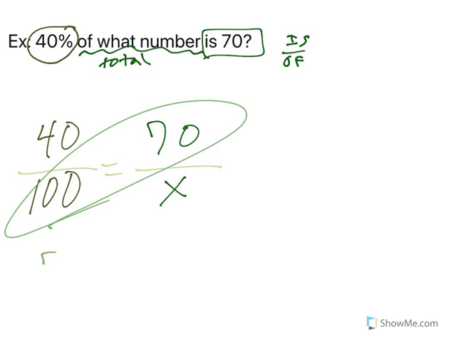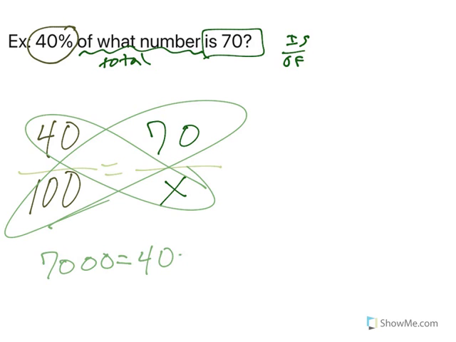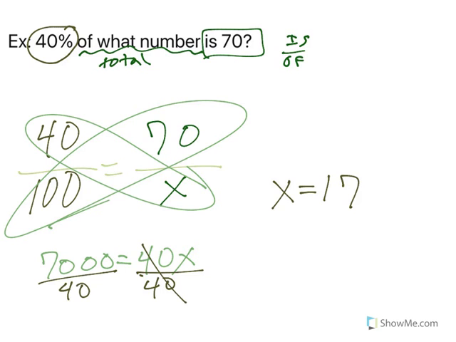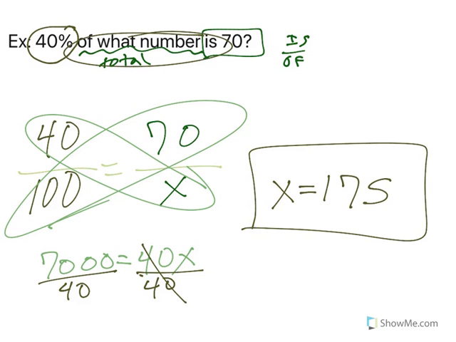100 times 70 is 7,000. 40 times x is 40x. Divide both sides by the coefficient, which is 40, and we end up with x equals 175. Go back to our question. It asks for a number, so that indeed is our answer. And again, think about 40 to 70 gets bigger, 100 to 175 gets bigger.